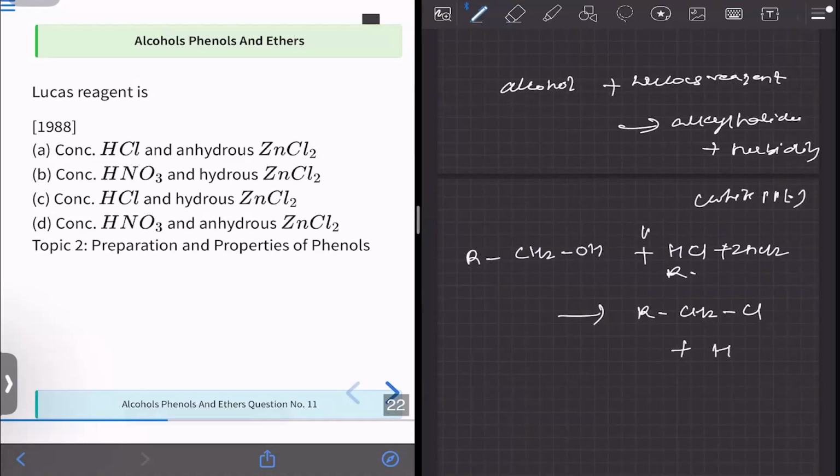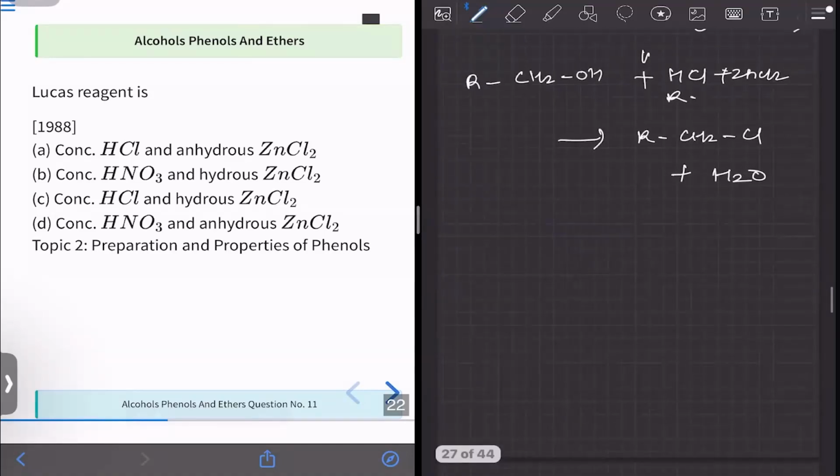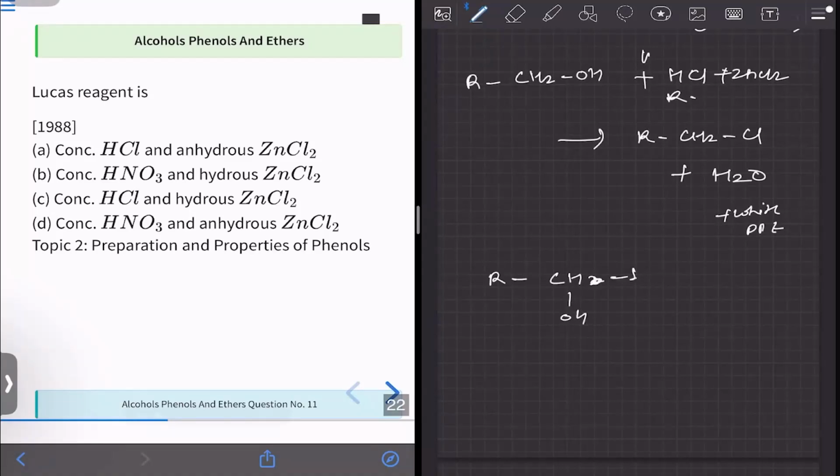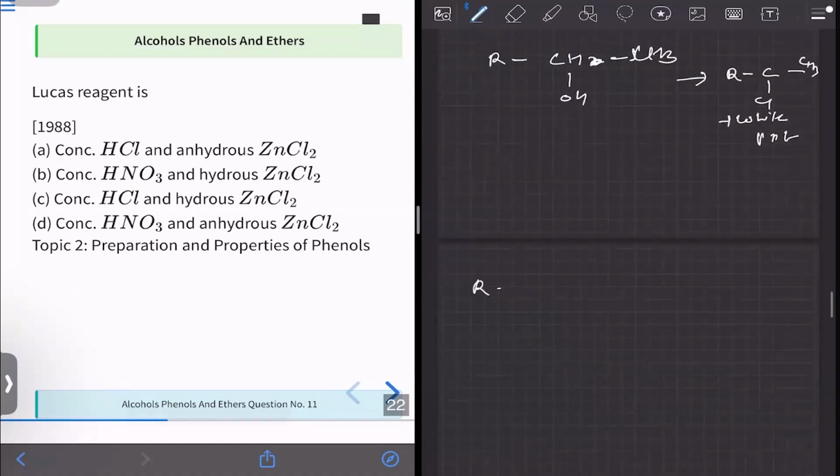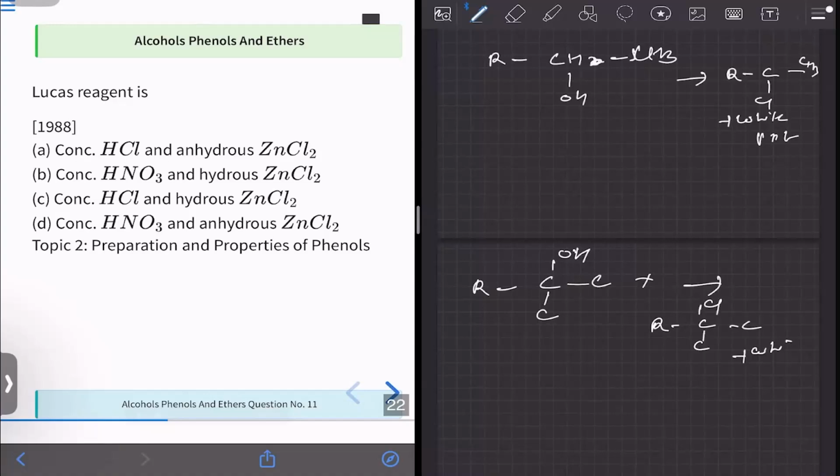RCH2Cl plus H2O, and the remaining will be white precipitate. Secondary alcohol, RCH2OH plus CH3. Whenever it reacts, it produces chloride at the secondary position and white precipitate. And tertiary: whenever tertiary alcohol reacts with Lucas reagent, it produces R3C-Cl plus white precipitate.